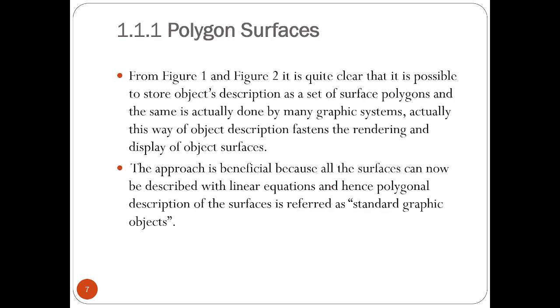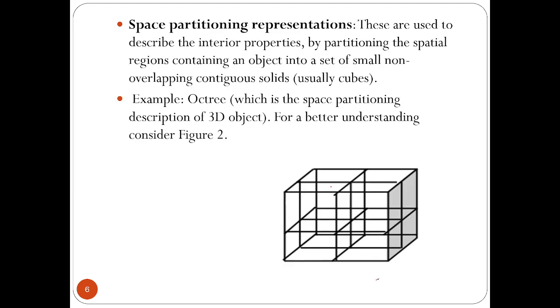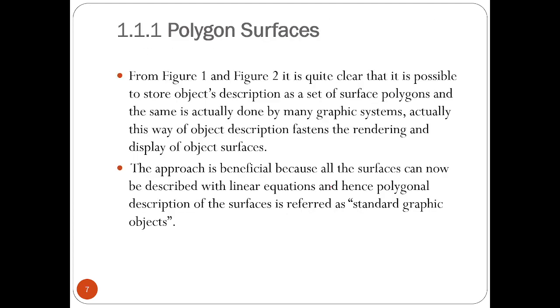Next, polygon surfaces. Last time we discussed two types of figures, that is figure 1 and figure 2. It is quite clear that it is possible to store an object description as a set of surface polygons, and the same is actually done by many graphic systems. We are using different types of graphical systems. This way of object description speeds up the rendering and display of object surfaces.